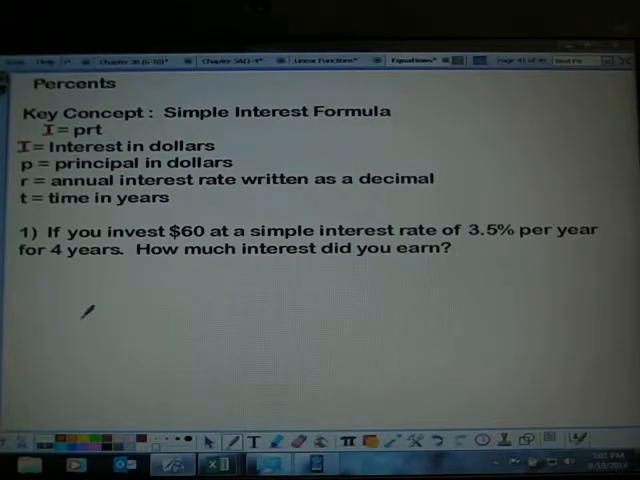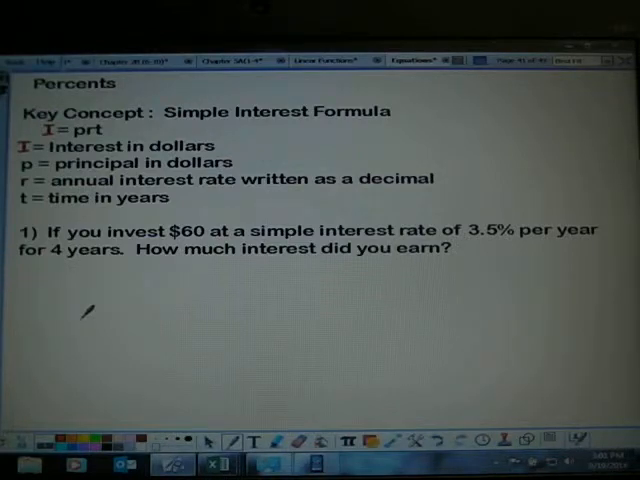This lesson is on percents. We're going to start off with the simple interest formula. Your simple interest formula is I equals PRT. I stands for your interest in dollars. Your interest is like free money, money that the bank is going to give you if you keep your money in there and just let them hold on to it. They're going to give you a bonus, some free money, because you've left it with them.